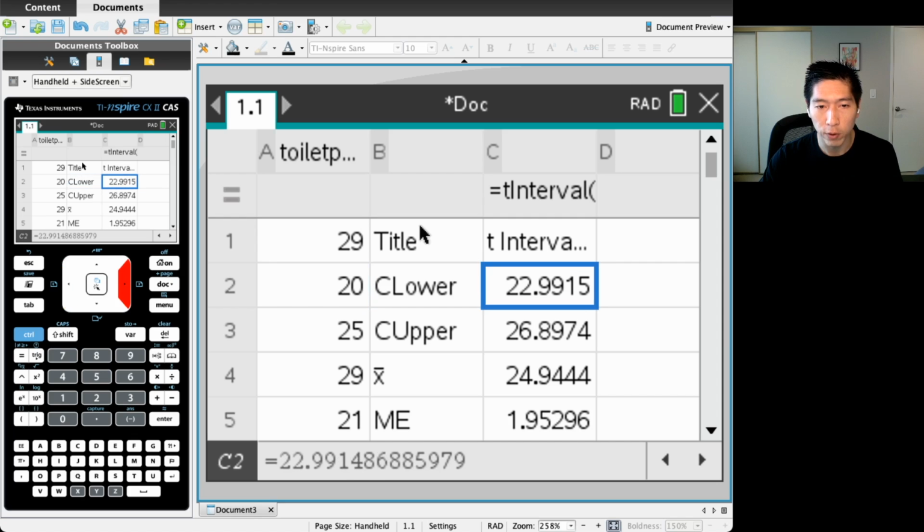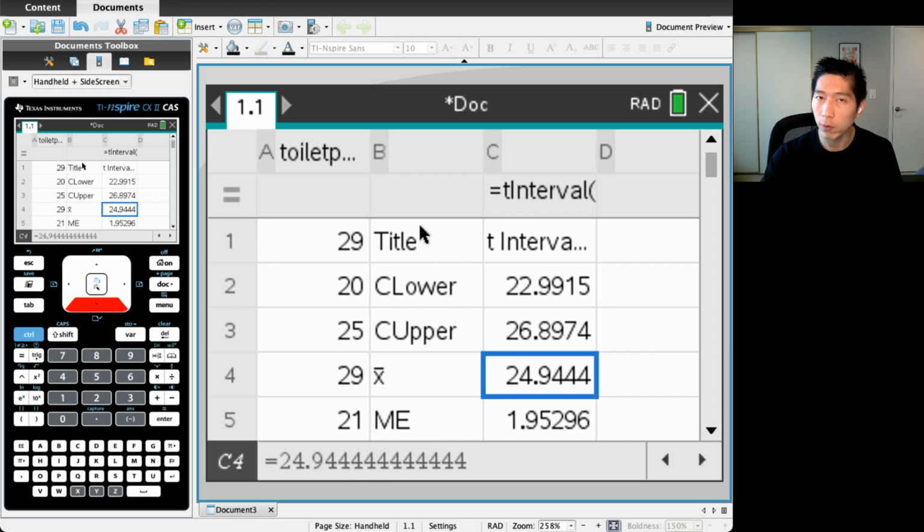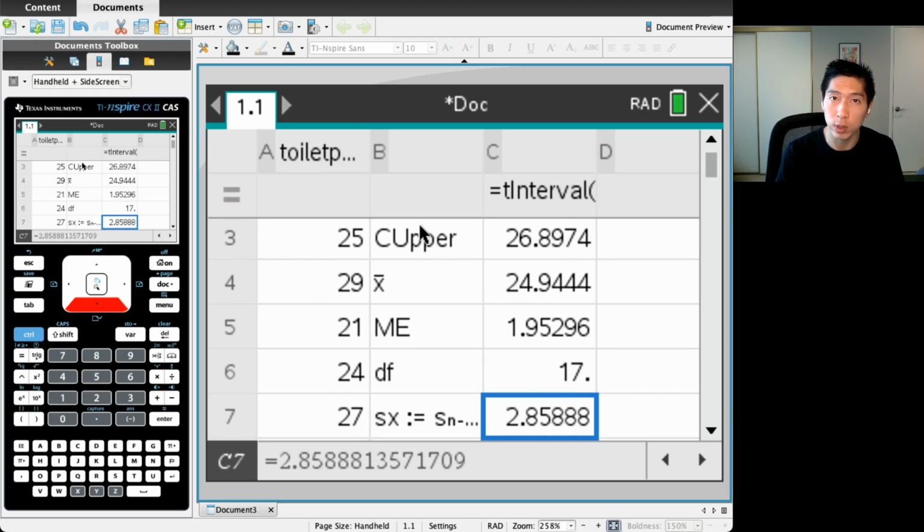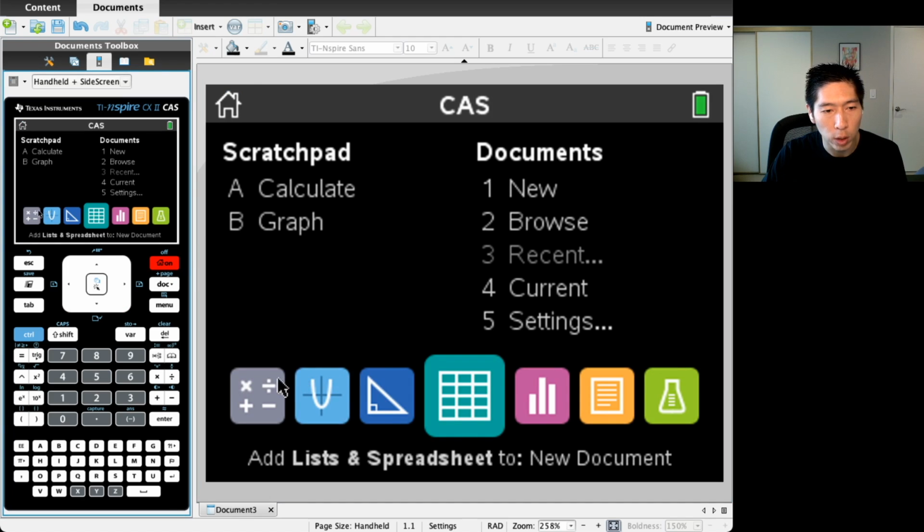Your lower bound for your confidence interval, your upper bound, even your sample mean, your margin of error, and your degree of freedom, and your sample standard deviation. So you can copy all of that down. There's another way to access this if you go to the calculator app right after you've done the confidence interval. So you go to the Home button, you can go to the calculator.